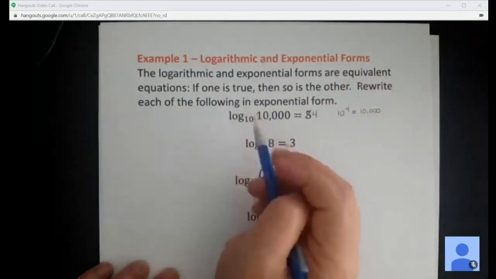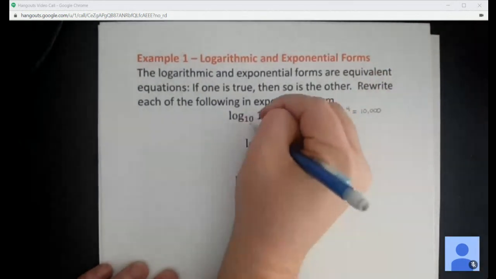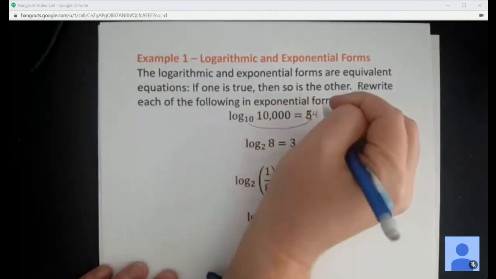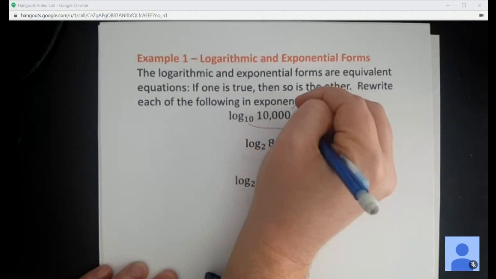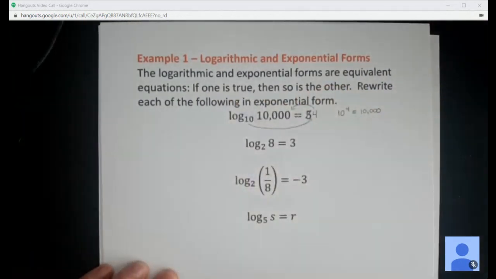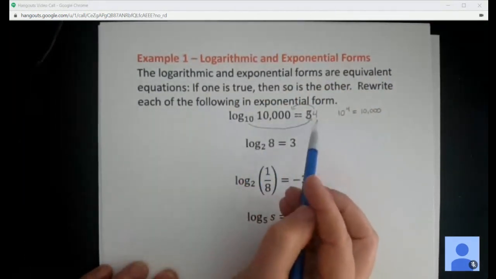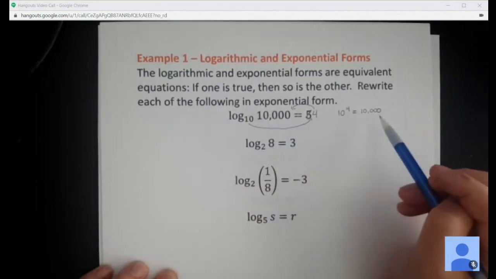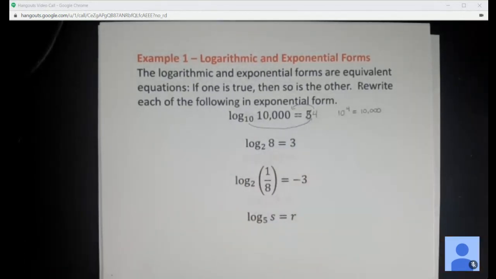And again, the easy way to do that is we start with the base. We're going to raise it to whatever power we have over here, and that should be equal to whatever value we have inside of our logarithm. So we get 10 to the 4th power equals 10,000. This equation here now is equivalent to the logarithmic equation that we started with. Any questions on that one?